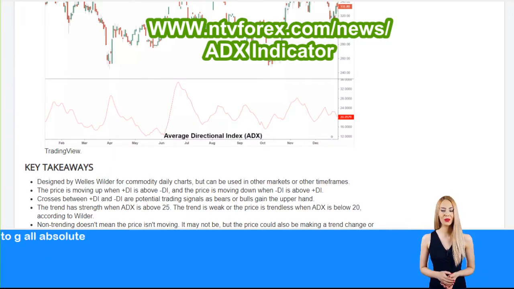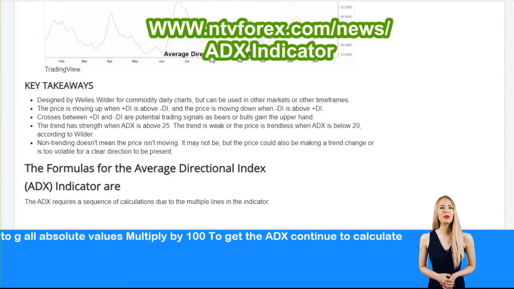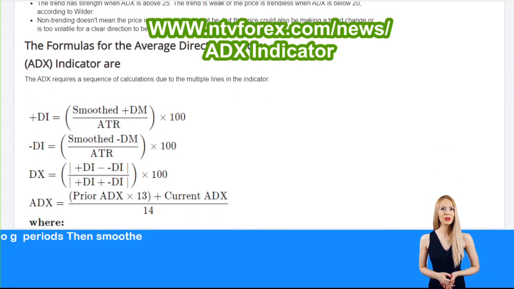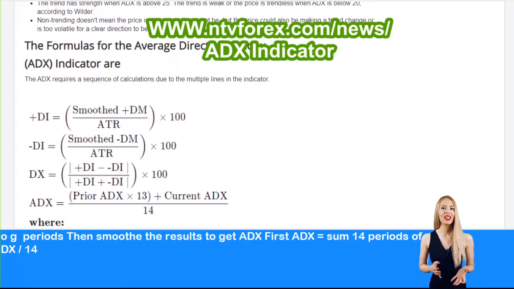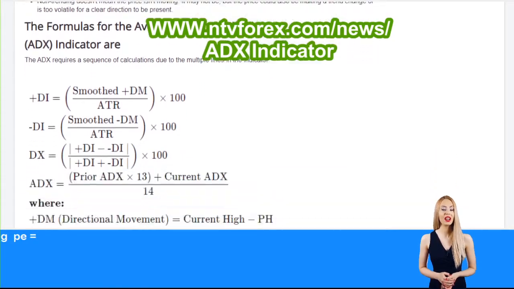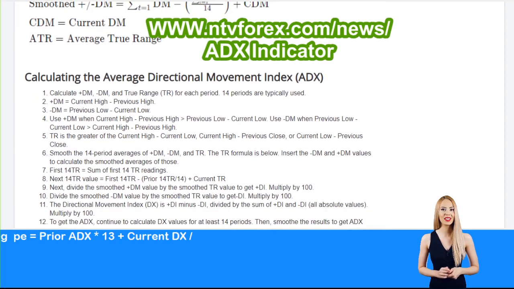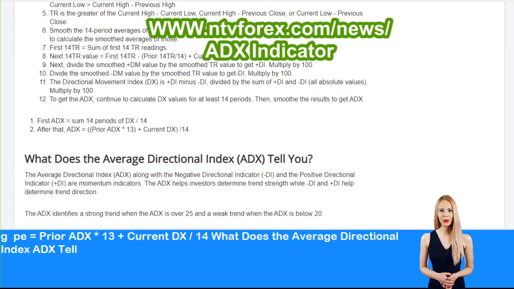To get the ADX, continue to calculate DX values for at least 14 periods. Then, smooth the results to get ADX. First ADX equals the sum of 14 periods of DX/14. After that, ADX equals prior ADX * 13 plus current DX, divided by 14.